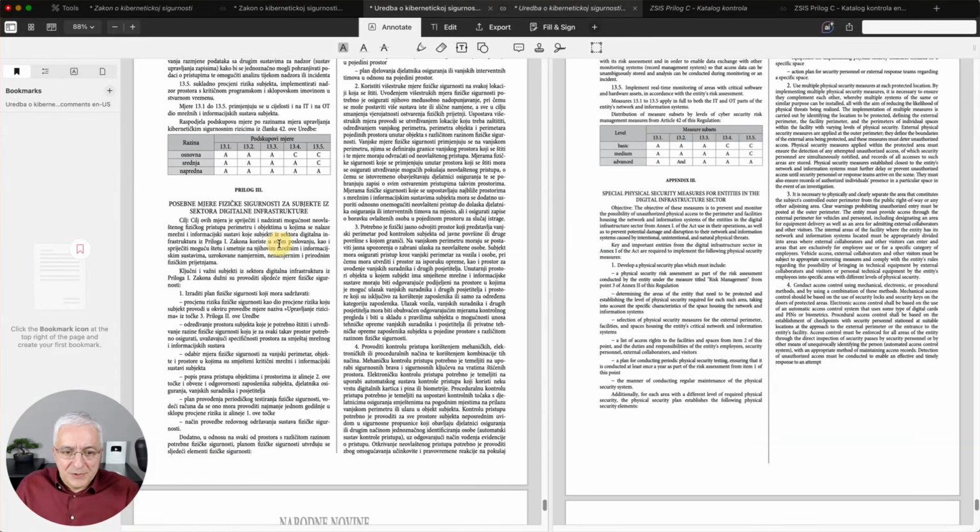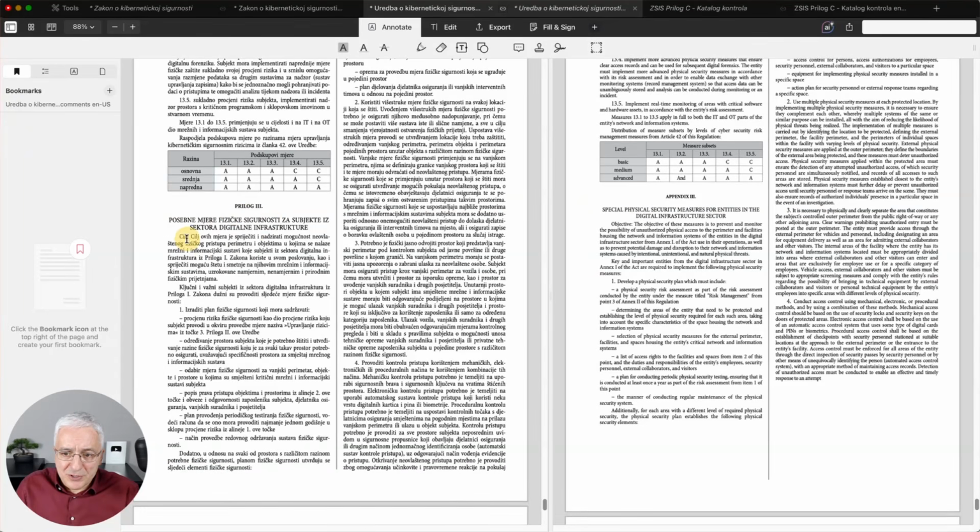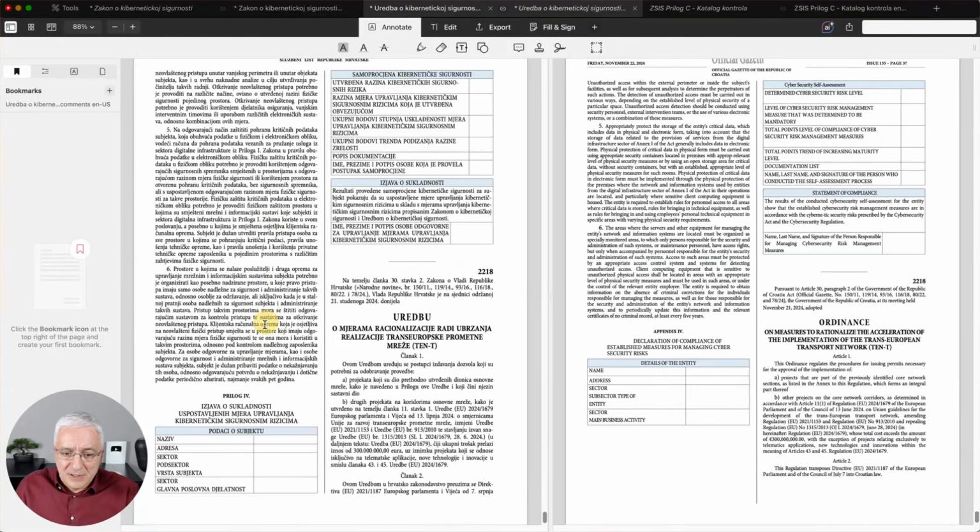And then there is also this Annex number 3, which specifies special physical security measures for entities in the digital infrastructure sector. So there are some additional requirements for these digital infrastructure sectors. They are specified here. And then at the end you see some forms that are needed. This is the declaration of compliance.